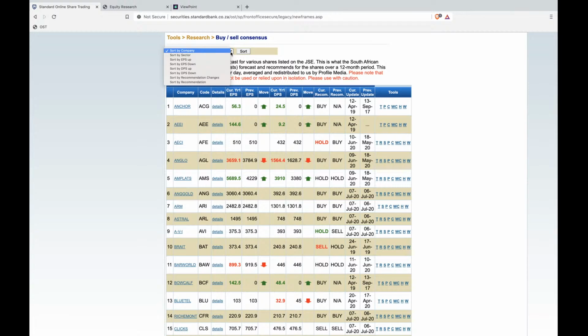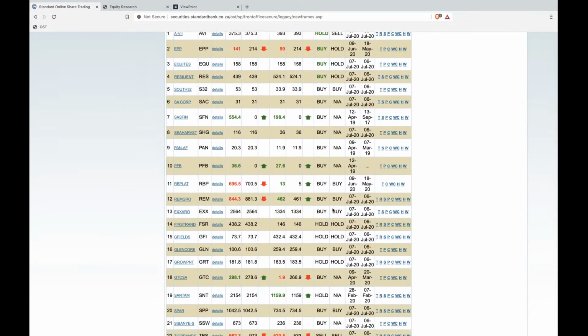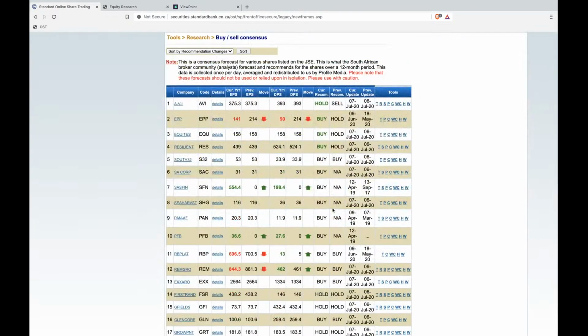And what you can sort by is, as I say, recommendation changes. Where they've gone, so we can see Brait gone from a hold to a sell. So AVI's gone from a sell to a hold, to a buy for EPP, that's the Polish property company, etc. Some have just come in with buys that didn't previously have one. Looking for downgrades. Nope. Currently, they've all been upgraded or have remained flat.